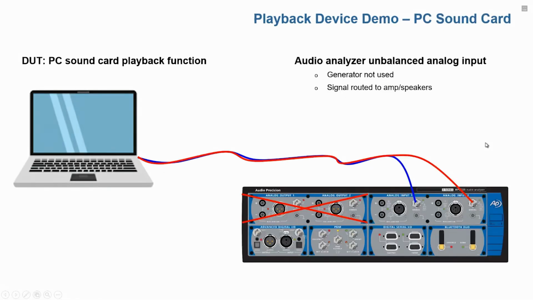So we're going to do a little bit of a demonstration here on a device in an open loop configuration. My device today is the sound card of a PC. I have a laptop on my desk, and I'm looking at the analog output of the laptop. Of course, it's stereo, so I have two channels connected. And I have cables going from the analog output to the unbalanced analog inputs, channel 1 and 2, of the audio analyzer. In this case, I'm not using the generator section, so I've just crossed it out here.